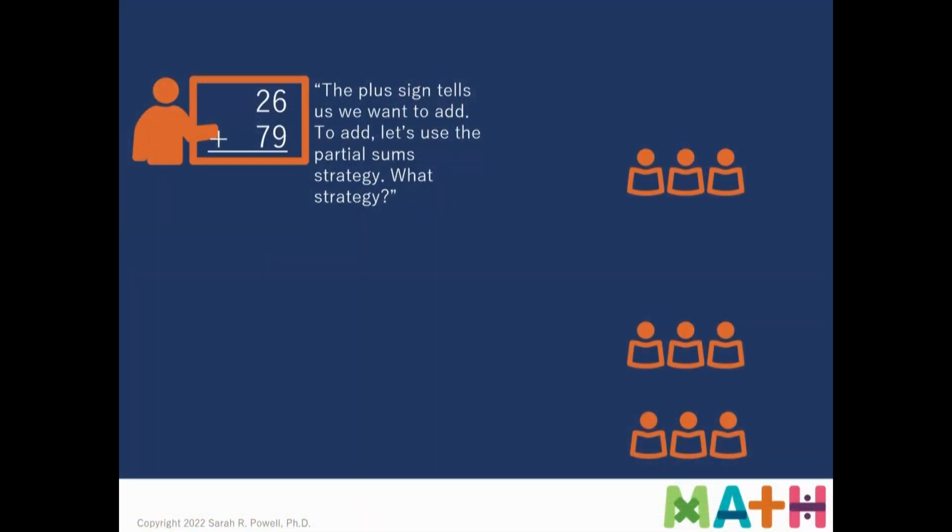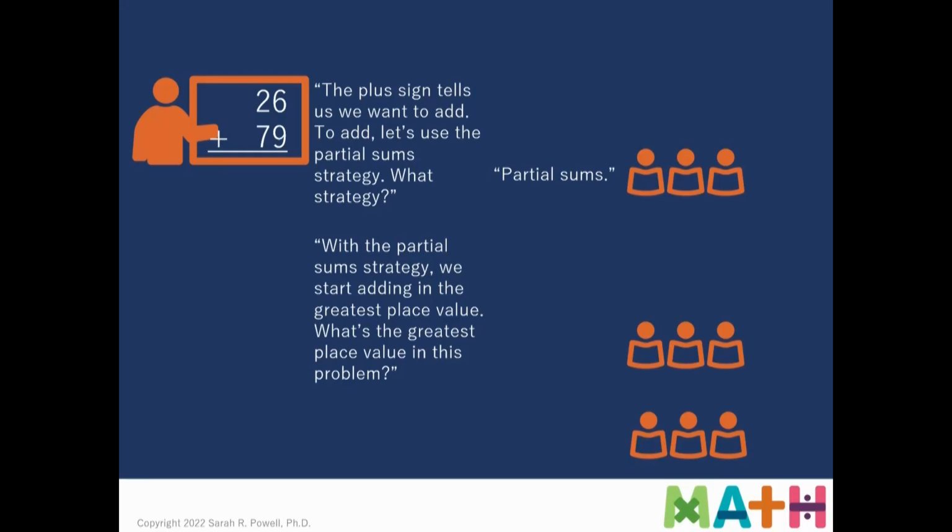And then I'm going to follow that with an introduction of how we are going to add this problem today. So on this problem, we are going to use the partial sum strategy. And I want students to get used to that language. So I'd ask them to say that with me. Let's say partial sums together. And then I introduce the partial sum strategy. I might say, well, with this partial sum strategy, we'll always start adding with the greatest place value. In this problem, what is the greatest place value? So the students are helping me figure that out.